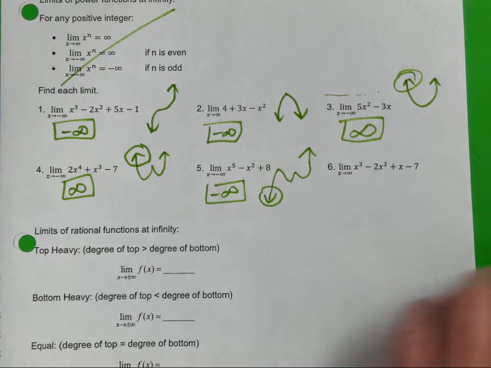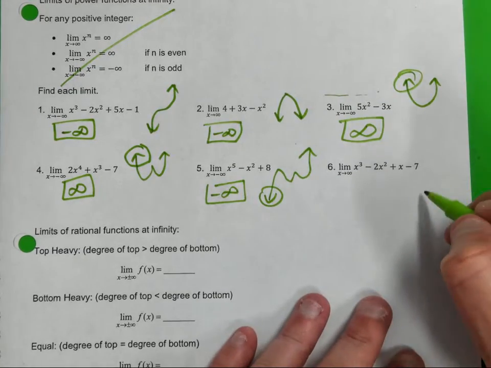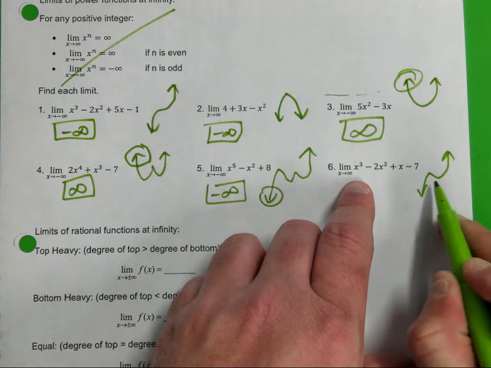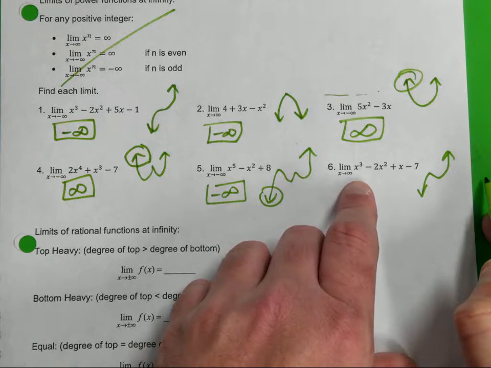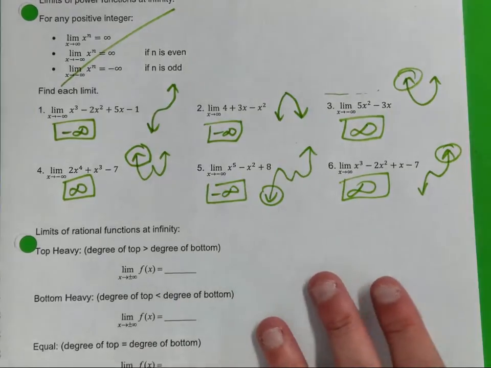Number 6. Brendan, what type is this, buddy? Cubic. All right. So it looks like something like this. So as x goes to positive infinity, Emma, where does it go? Where's my y values go? Positive. Very good. That's my answer.